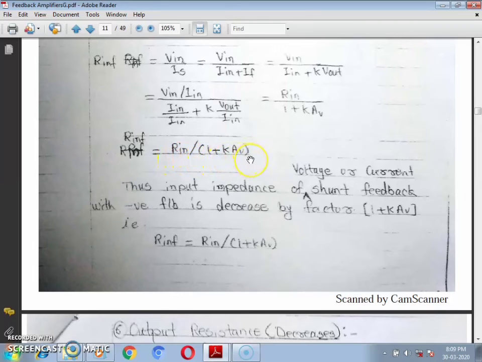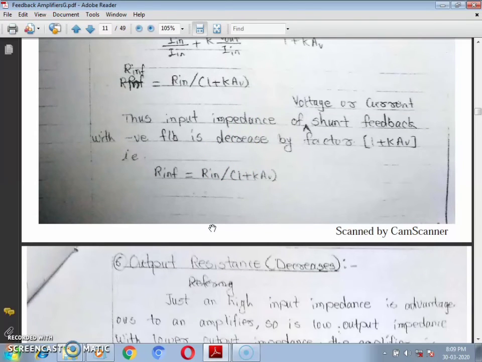So finally we will have the input impedance with feedback for shunt connection given as Rin divided by 1 plus KAV. Thus the input impedance for either voltage or current shunt feedback is decreased by the factor 1 plus KAV. In the previous analysis, for series it increases by 1 plus KAV, and for shunt it is a decrease by 1 plus KAV. Rin F is equal to Rin divided by 1 plus KAV.